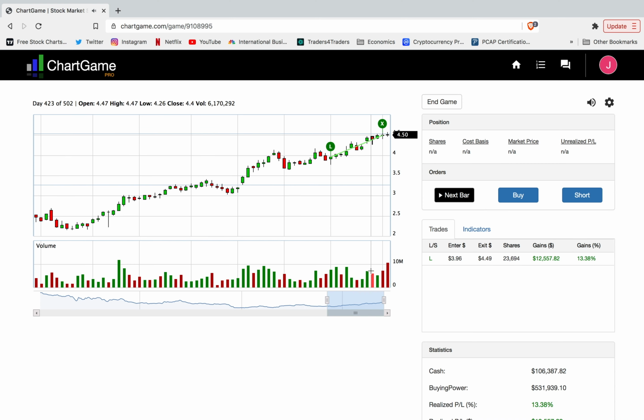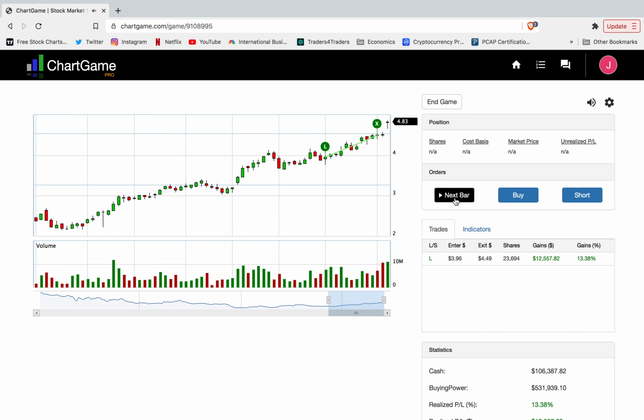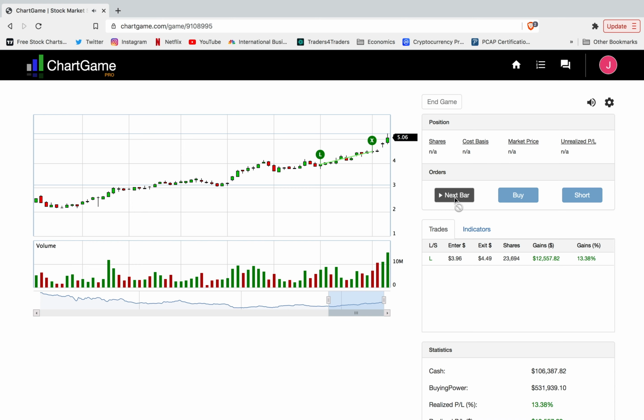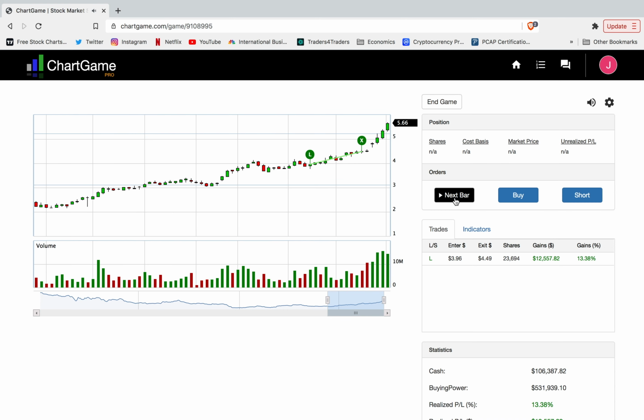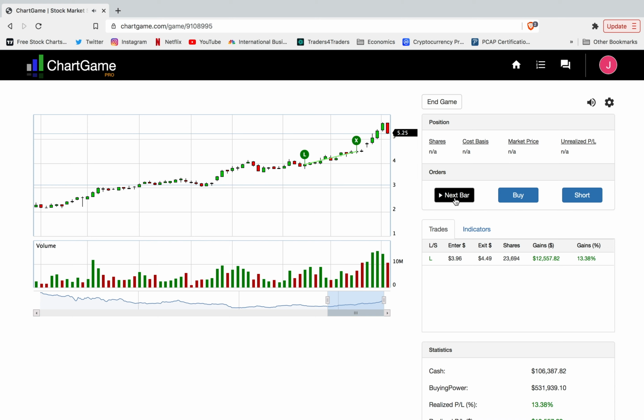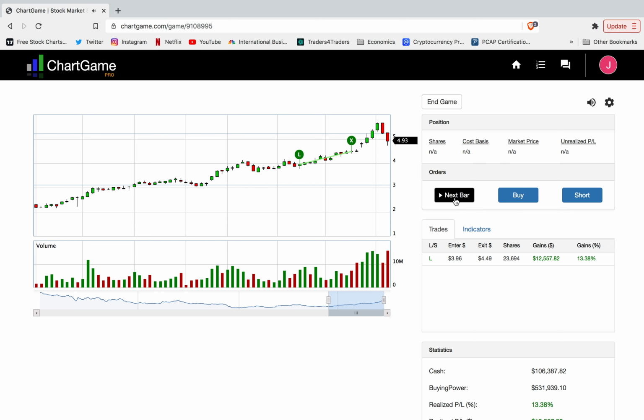That's 12,000. Let's see if I can get another opportunity. Well, maybe I shouldn't have sold. I definitely shouldn't have sold. But now we're approaching my support right here. If I can get a green candle around here, I'm going to look for a buy entry.